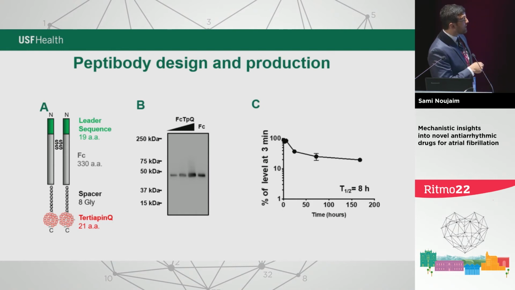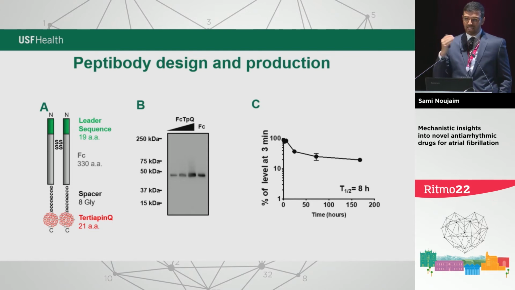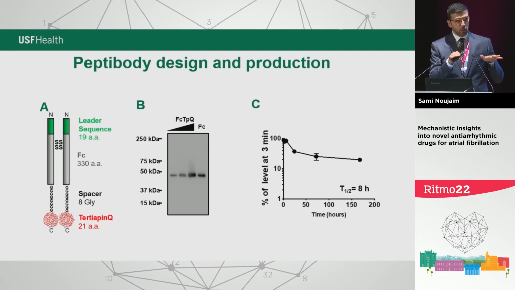And right here is a calculation of the half-life of the peptibody in mice. So we took a group of mice, we injected them with the peptibody, and using an ELISA assay, we tracked the concentration of the peptibody over time. And we determined that the half-life of the peptibody is about 8 hours, which is very similar to the half-life of romiplostim when it was tested initially in mice.